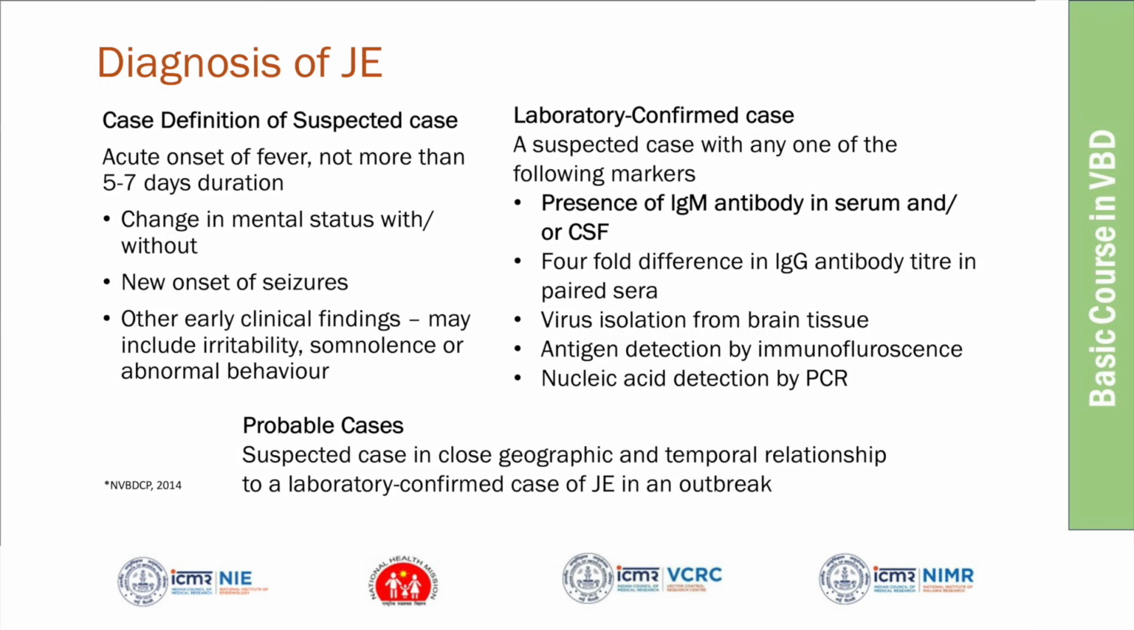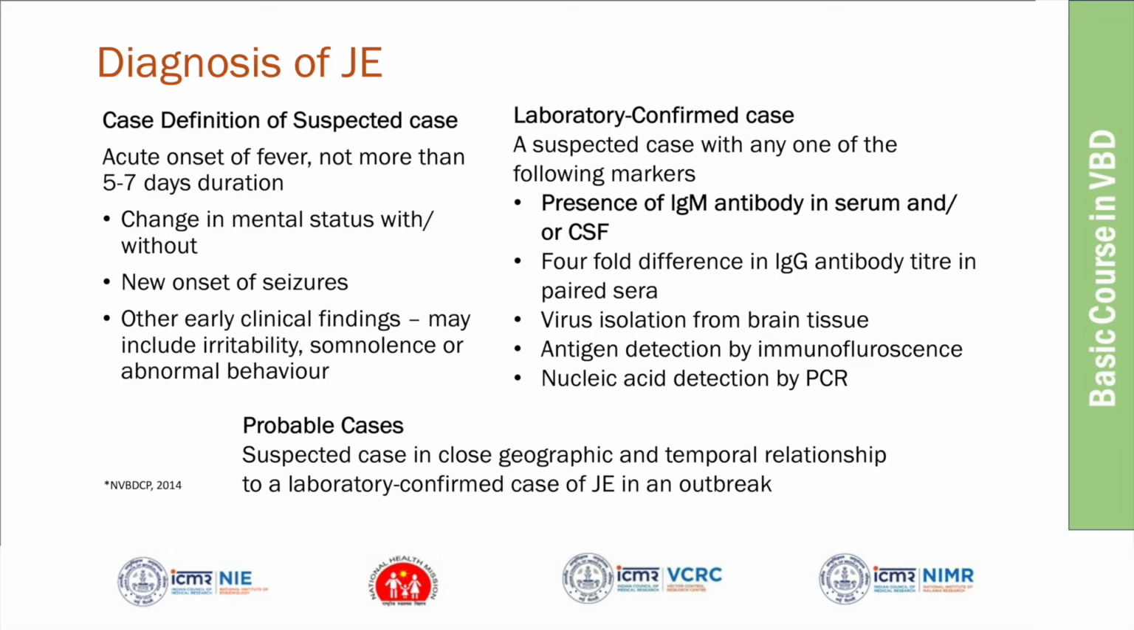Diagnosis of Japanese encephalitis. So we can diagnose JE into three categories. One is the suspected case, another is the laboratory confirmed case, third is the probable case. The suspected case is one which has an acute onset of fever, not more than 5 to 7 days of duration, with change in mental status.